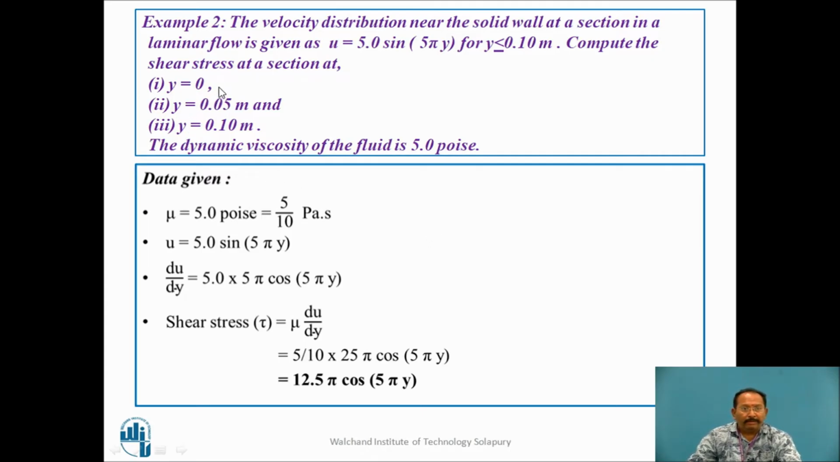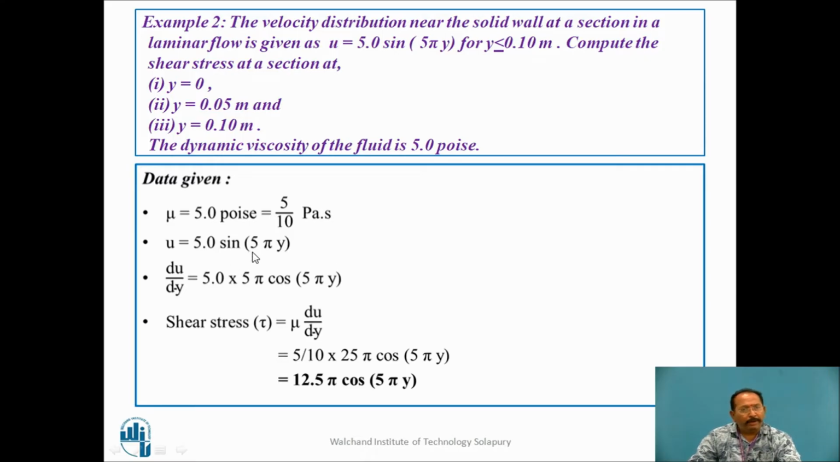Now here three conditions are there: when y is equal to 0, y is equal to 0.05, and y is equal to 0.1. We have to calculate for these three, and the dynamic viscosity of the fluid is given as 5 poise. Just as we converted 7 poise to 7 upon 10 Pascal second, similarly 5 poise is 5 upon 10 Pascal second.